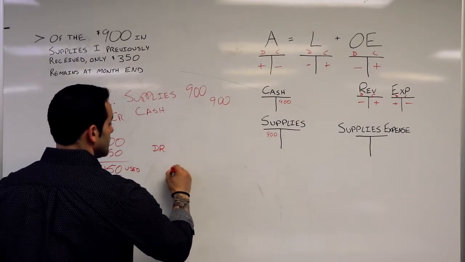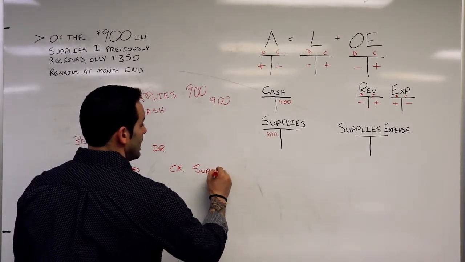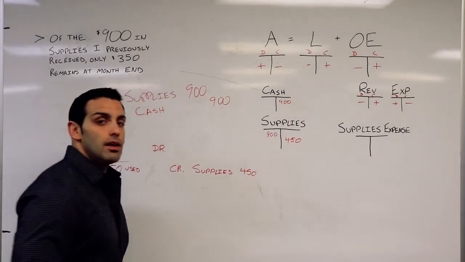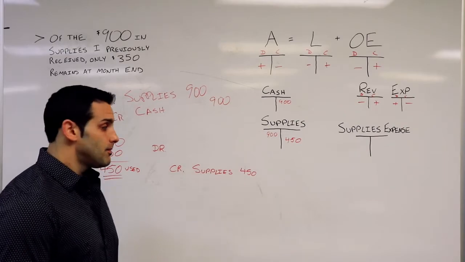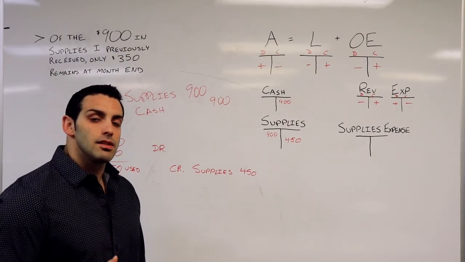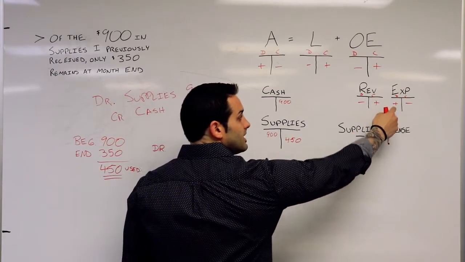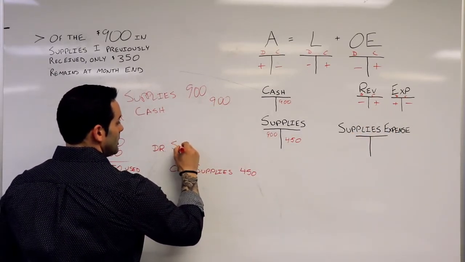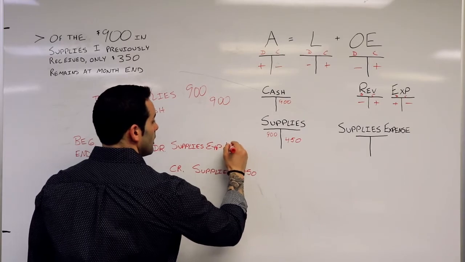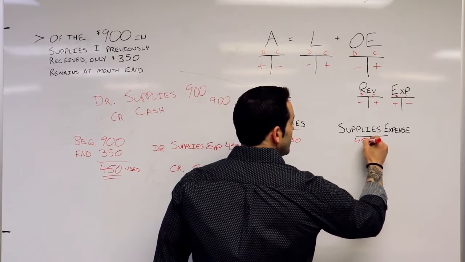So let's fill that in. Here's our debit side, here's our credit side. We're going to credit our supplies, or reduce that asset, by $450. And we'll add that on the credit side of our supplies T account. Now the debit to that is going to be the expense for that period. And how do we increase expenses? Obviously through a debit. So we're going to debit supplies expense for $450.